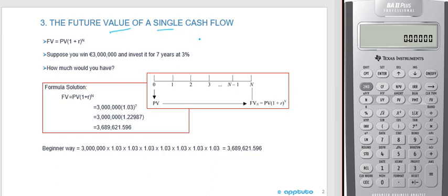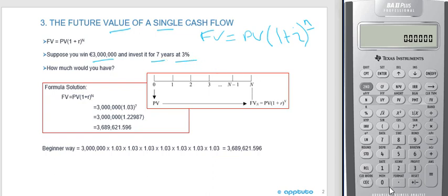So of course we've got the algebra formula. The future value equals the present value times 1 plus I, or we see R sometimes, the interest rate, to the n, the number of years, okay? For now we're just keeping it simple. We're using whole years. So suppose you win 3 million euros and you invest it for 7 years at 3%.